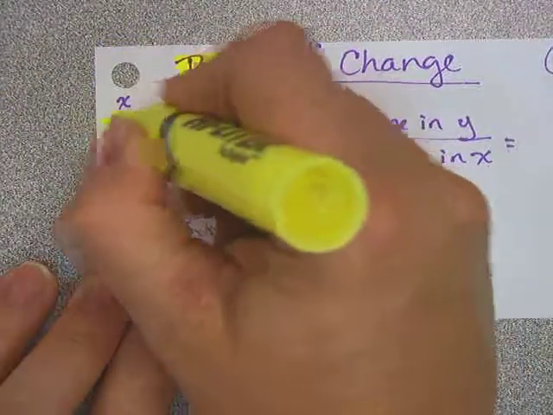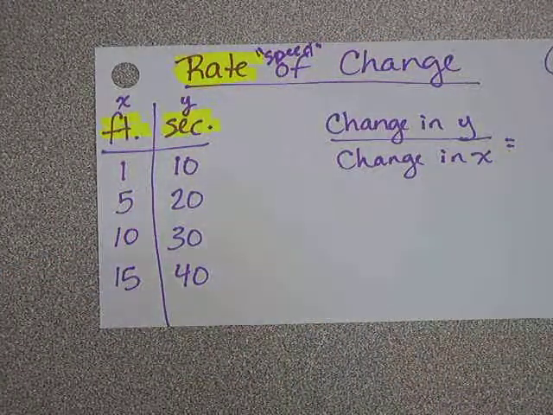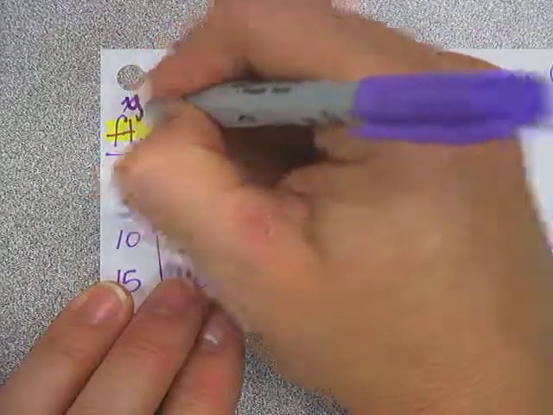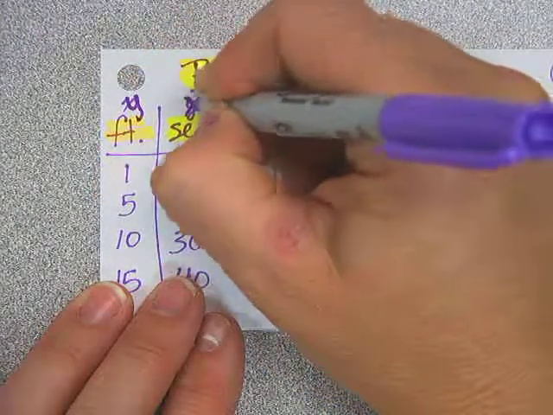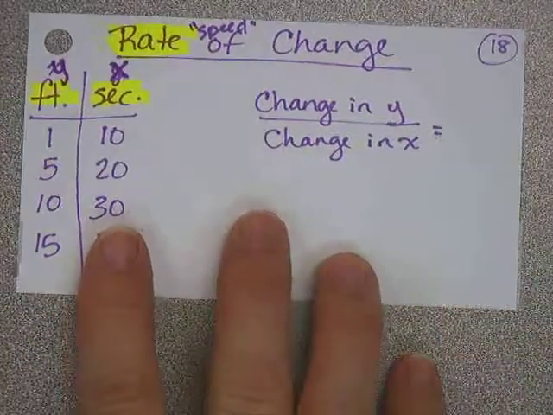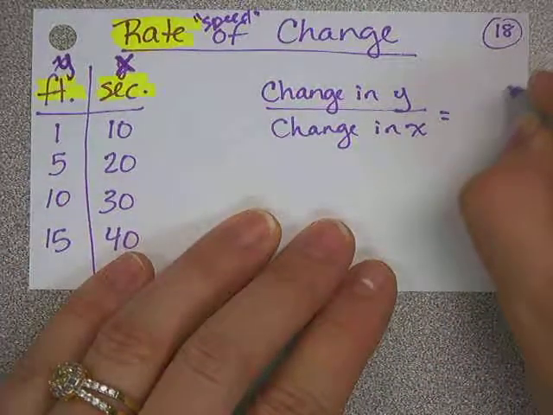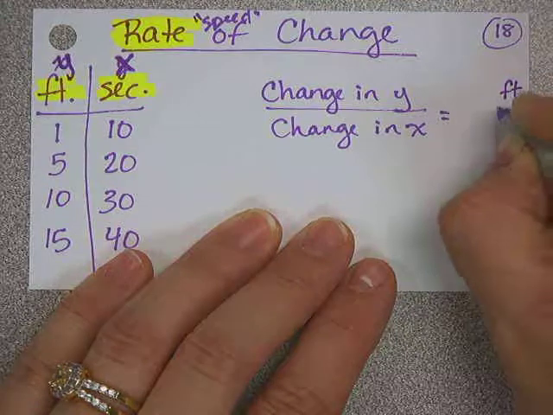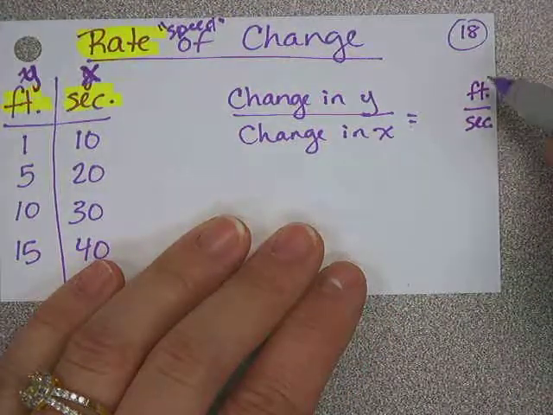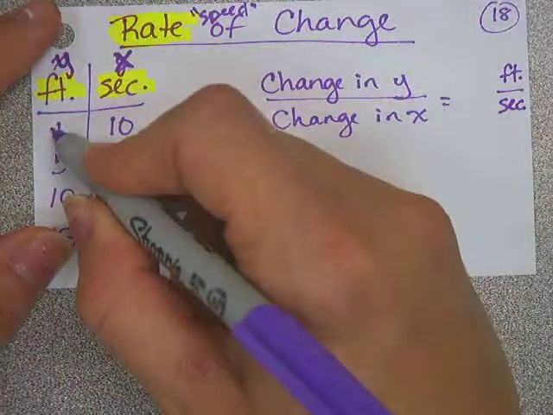So in this problem, we have feet per second. And I did this wrong. Feet is the y, seconds is the x. Okay, so we want to figure out what is the speed. Well, if you think about speed, doesn't it make sense that our speed is going to be something like feet per second? Miles per hour, so our distance goes on top.